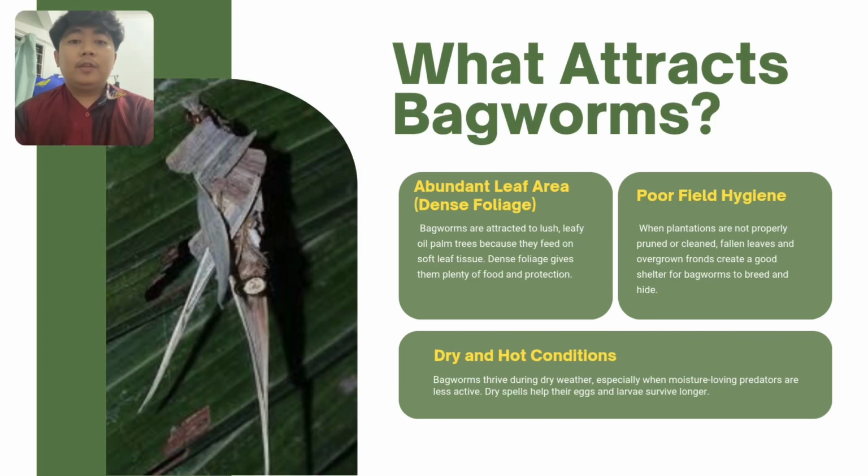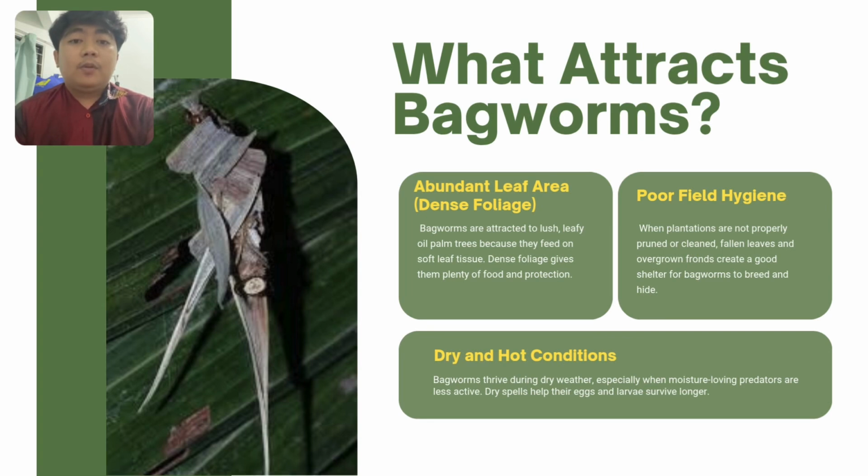Okay, moving to the next slide, let's understand what draws bagworm to our plantation. So, firstly, bagworm are attracted to areas with abundant leaf area or dense foliage. They feed on soft leaf tissue, so lush leaf trees or oil palm trees provide them with plenty of food and protection. The denser the foliage, the more attractive it becomes to bagworms.